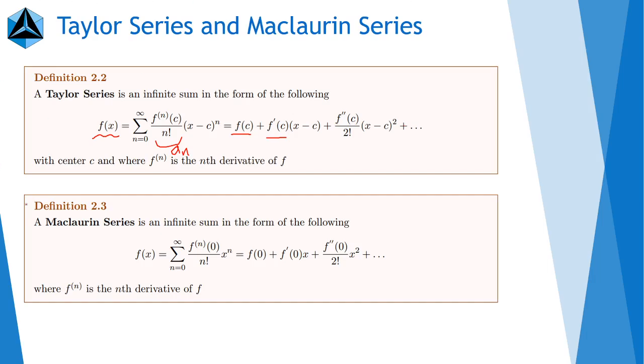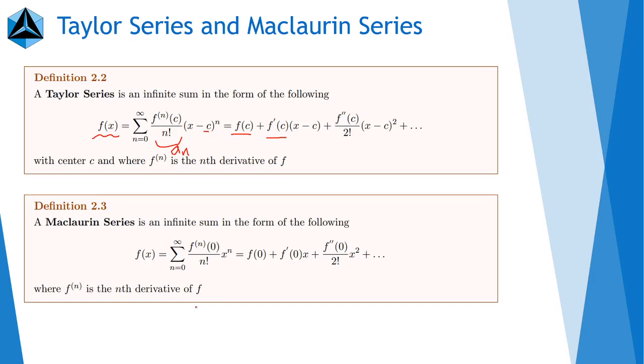A Maclaurin series is basically when the center is 0. So when c is equal to 0. So a Maclaurin series is just a Taylor series with center 0. It just means there's no c in there. So, sorry about that. Let me continue onwards.